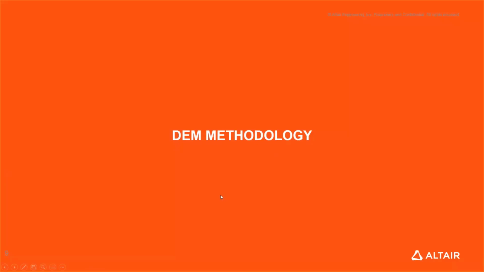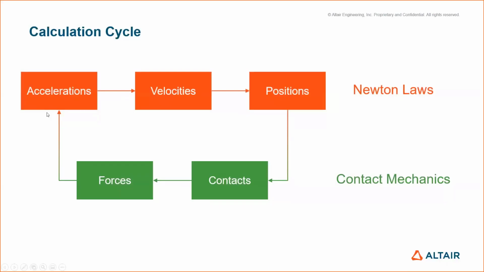So let's have a look at the DEM methodology. This flowchart gives us an overview of the calculation cycle in EDEM. First off, we typically would detect contacts, something which I'll go through later in the presentation. From the contacts, we calculate the forces using the physics models. From the forces, we calculate the accelerations, and using Newton's laws of motion, the velocities and the positions are then updated using numerical integration. After updating the particle positions, the algorithm then searches for new contacts, and the whole cycle repeats, and we repeat this every time step.